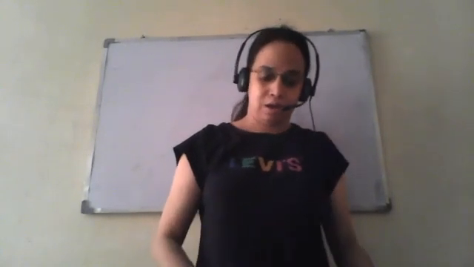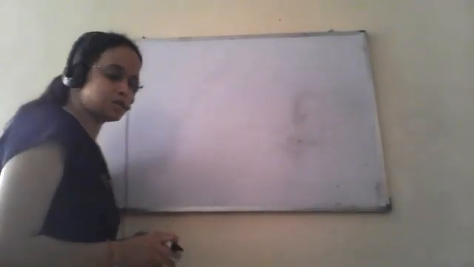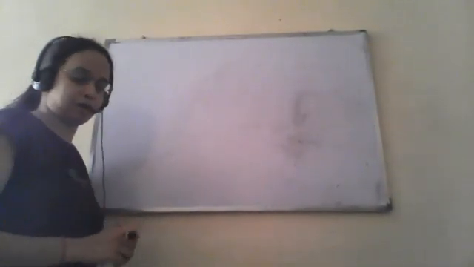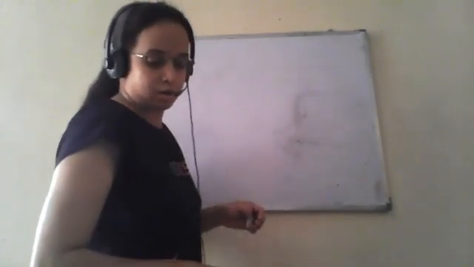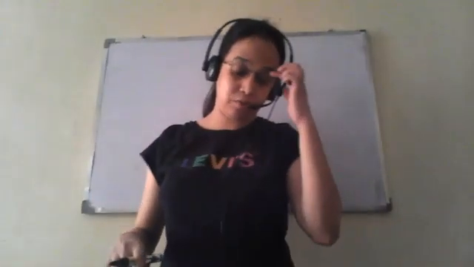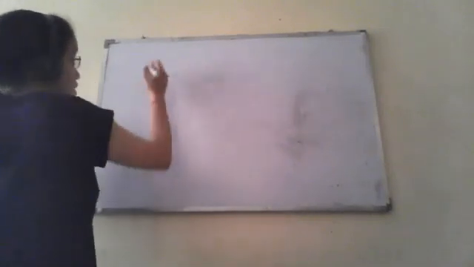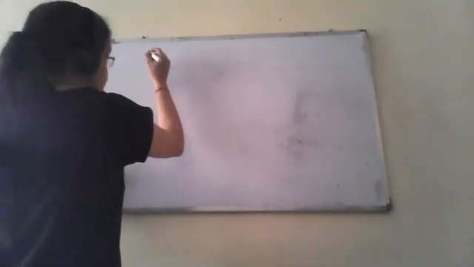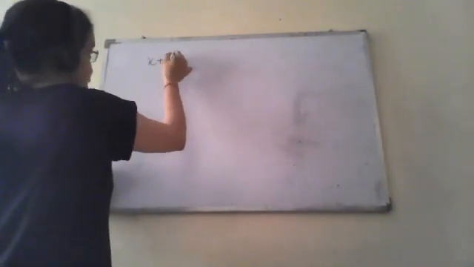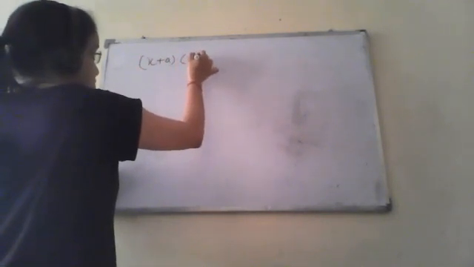Standard 8 Maths Chapter 14, Factorization. In the last video we did factorization using identities. We discussed three identities and how to factorize using square terms. Now in this video, we will look at expressions in the form of x plus a into x plus b.